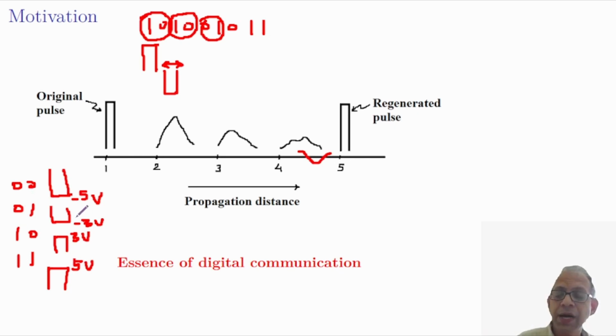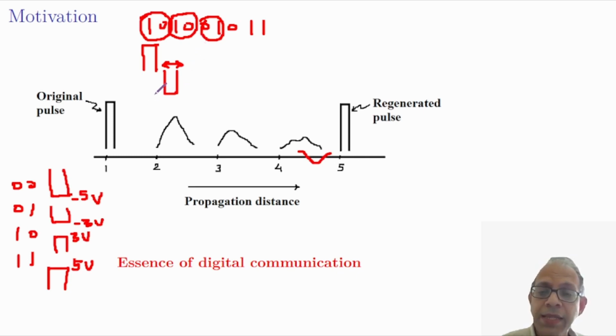Of course, the margin of error here will increase, but we will still be able to make out which pulse was transmitted, a minus 5 volt or minus 3 volt or 3 volt or 5 volt, and accordingly we can reconstruct the bit stream and therefore make a good estimate of the transmitted signal. So whatever be the case, we take the bits individually or in pairs or in triples or 4 bits together and so on.